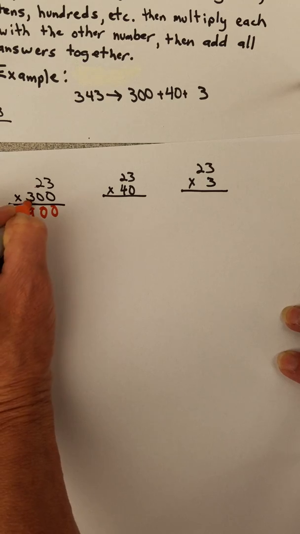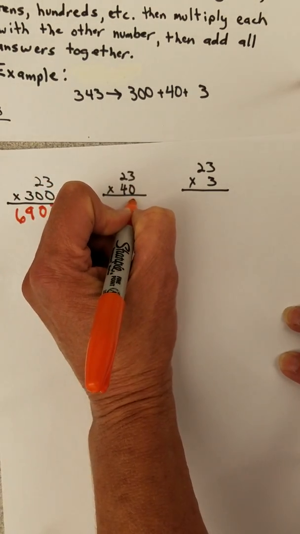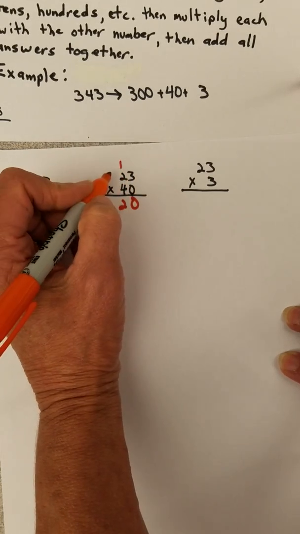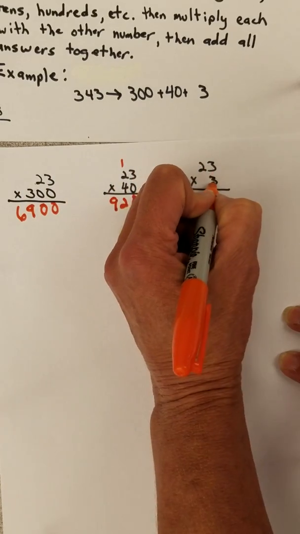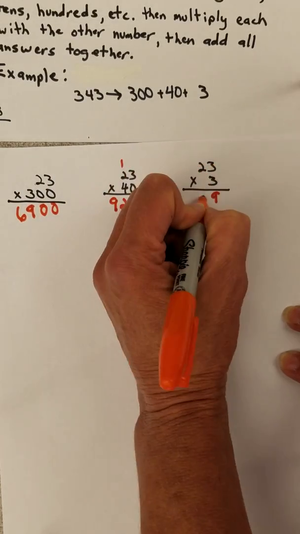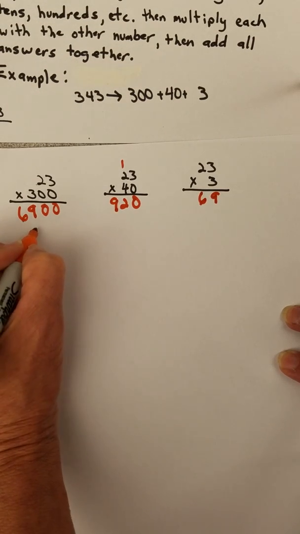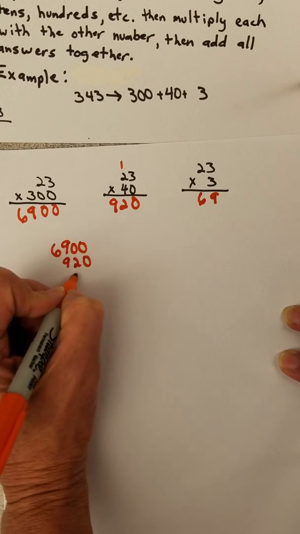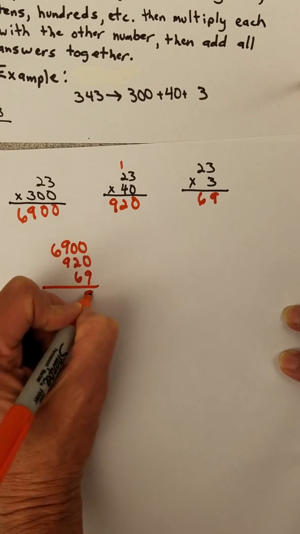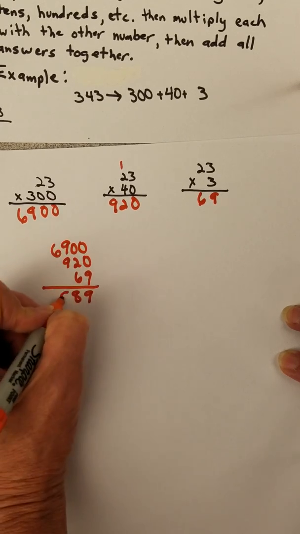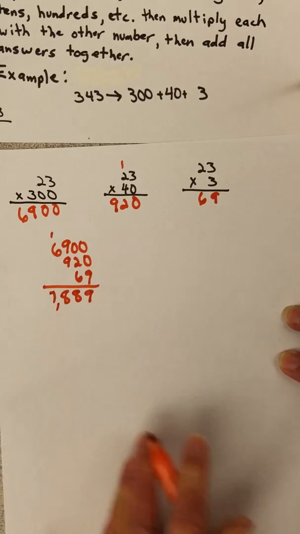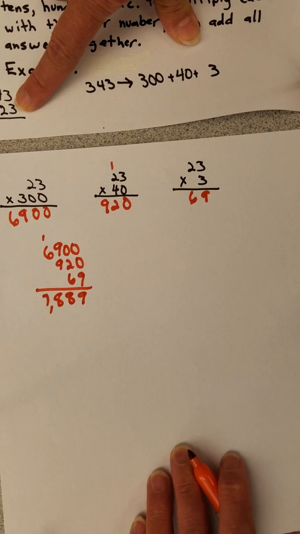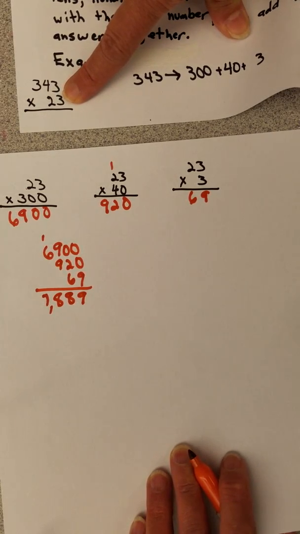3 times 3 is 9, 3 times 2 is 6. Okay, this one has 1 0. 4 times 3 is 12, carry the 1. 4 times 2 is 8, and the 1 makes 9. Okay, 3 times 3 is 9, 3 times 2 is 6. So then your last step is to add them all up. Okay, so that's 9, that's 8, 9 and 9 is 18, carry the 1, and that's 7. And if you realize, this was that first problem that we've practiced 3 different ways, 343 times 23.